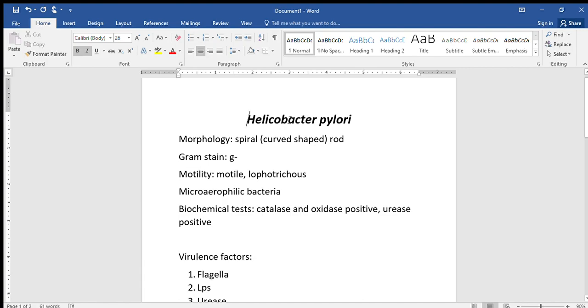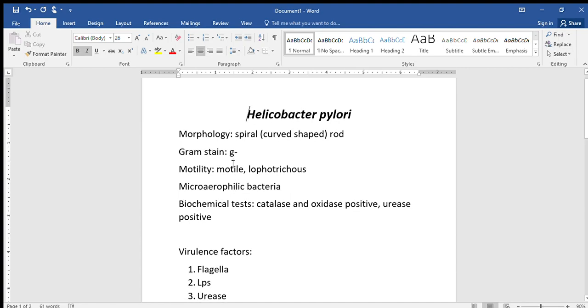Now regarding the morphology, it is a spiral or curved rod. Regarding the Gram stain, it is a Gram negative bacteria. Regarding motility, it is motile with the help of flagella. What type of flagella? It is lophotrichous flagella. What is meant by lophotrichous flagella? It means having a tuft, a group of flagella at one end, not at both ends. Bacteria containing such flagella are lophotrichous.